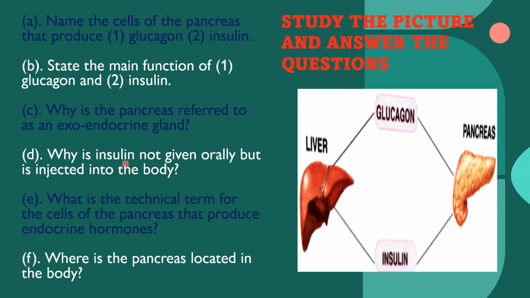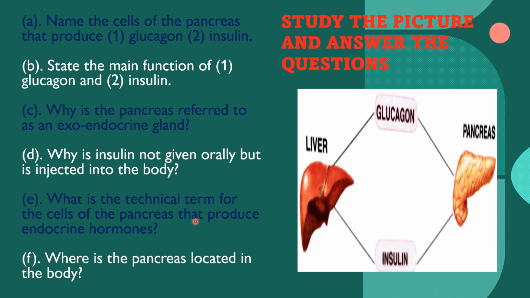Why is insulin not given orally but is injected into the body? You know that insulin is a hormone. That is chemically a protein. If we are giving this insulin through mouth, it will digest. Protein digestion will occur. That's why it is injected into the body.